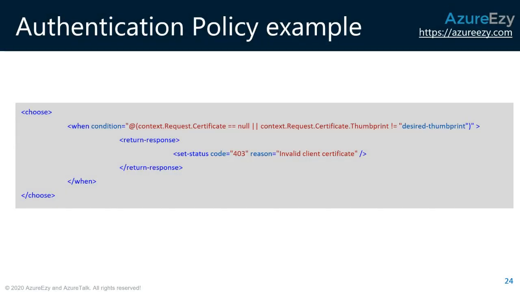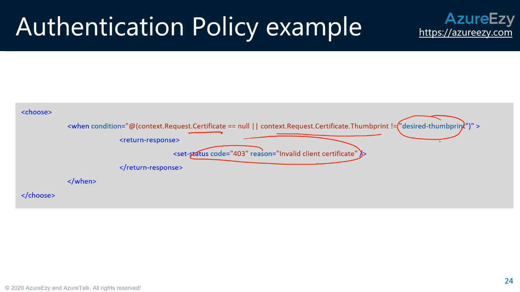The next thing is a kind of authentication policy example where it is checking the certificate, and whether the certificate thumbprint matches this thumbprint. If not, then it says invalid certificate. If yes, it goes ahead and lets it access that. So you can apply these policies in these various ways.